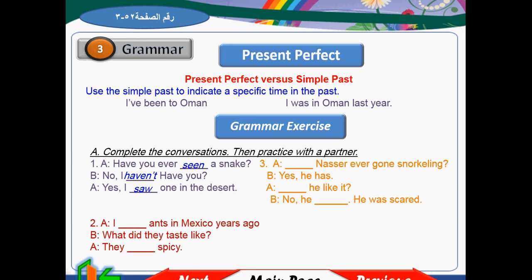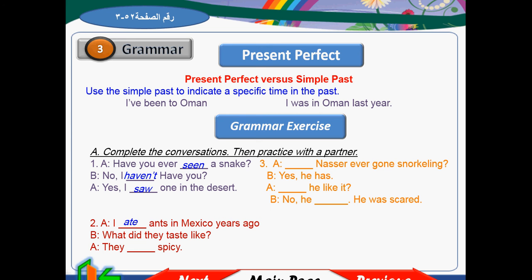In number 1, have you ever seen a snake? So we added seen here because this question is in the present perfect. Have you ever seen a snake? The answer is no, I haven't. Have you? And the answer here is yes, I saw one in the desert. This is conversation number 1.